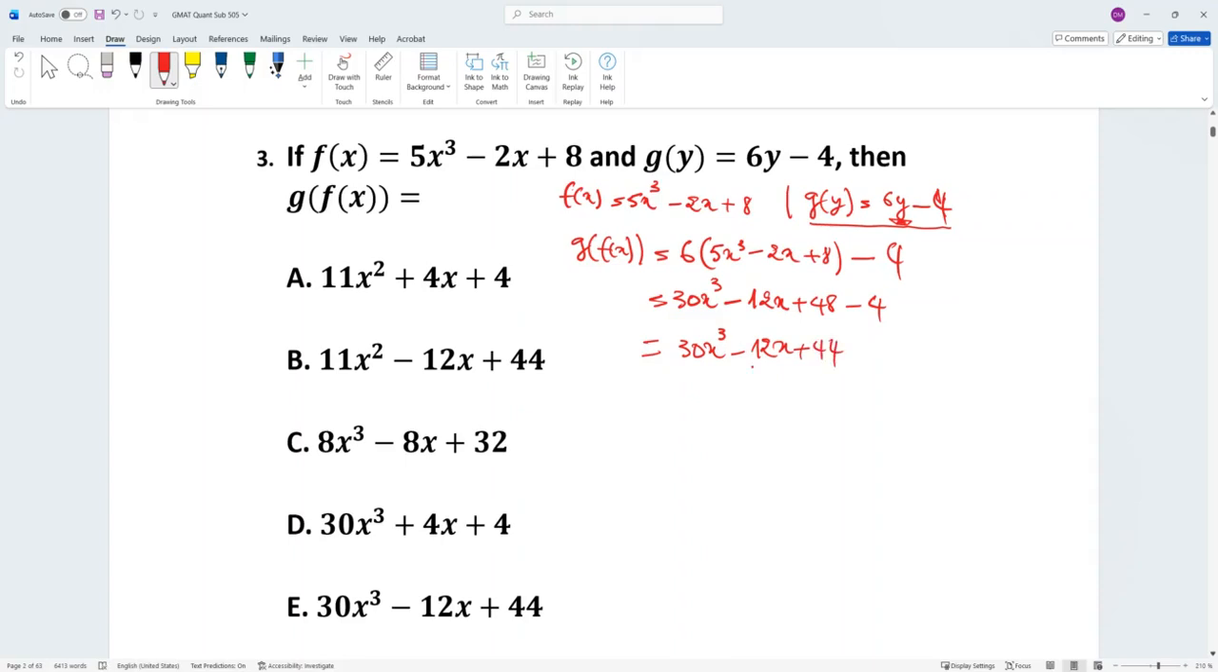So now if we look at the answer choices that we have been given here, this result that we have found here is equal to this. Answer E. Answer E is our correct answer.